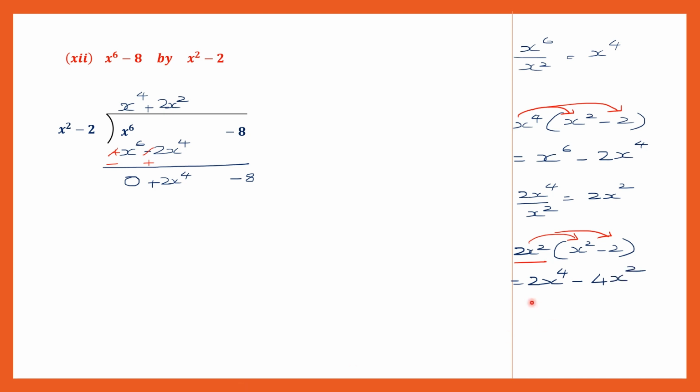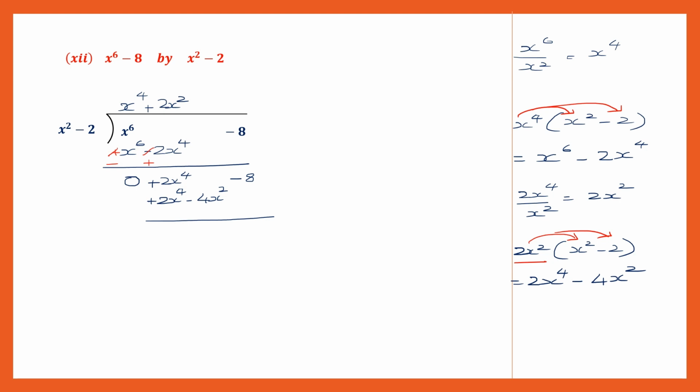So now that we have this, we're going to write it below this here. So that will be 2x to the power of 4 minus 4x square. Okay, now we're going to subtract it. So again the signs will change. So this has a plus sign.